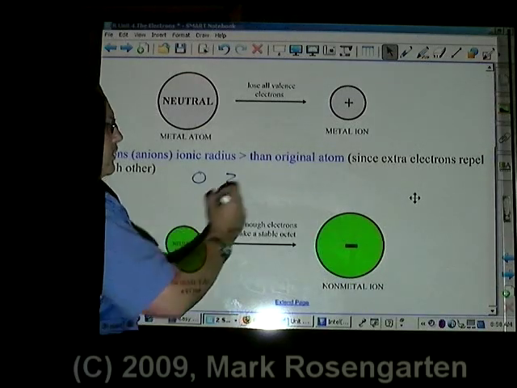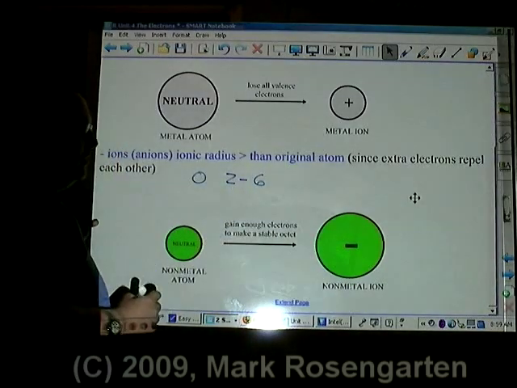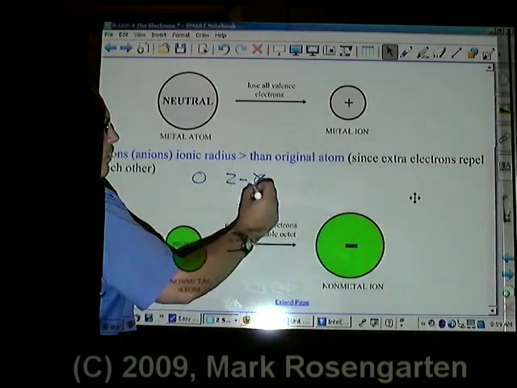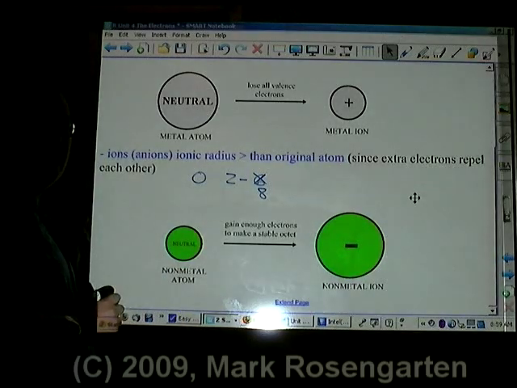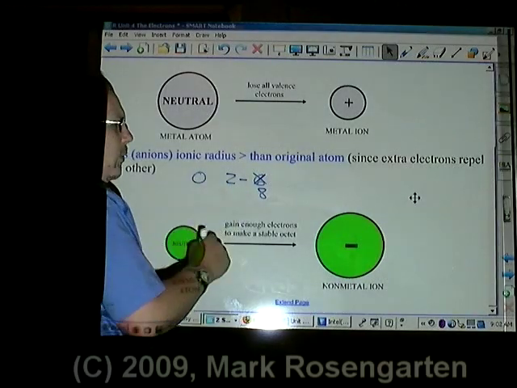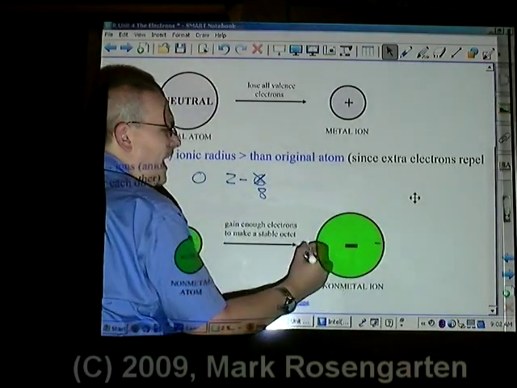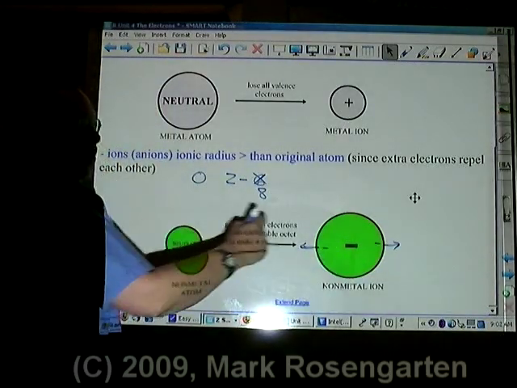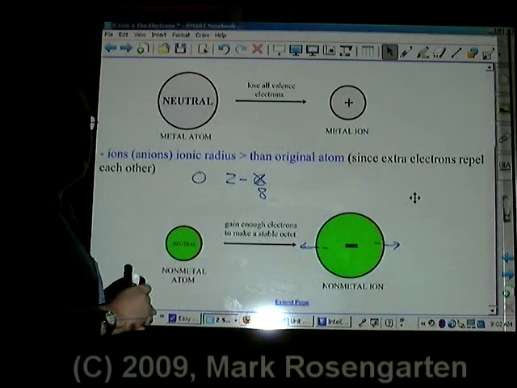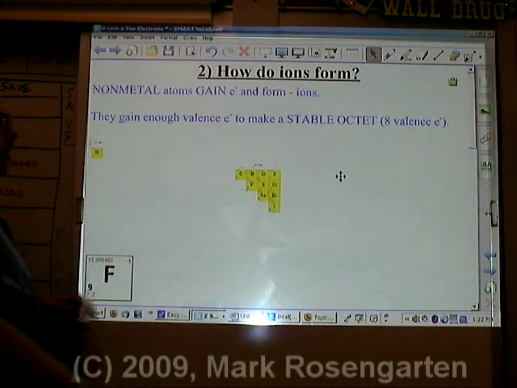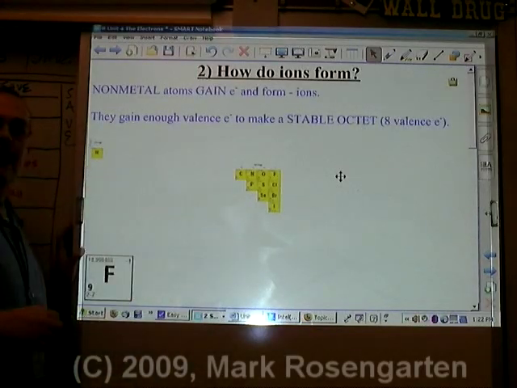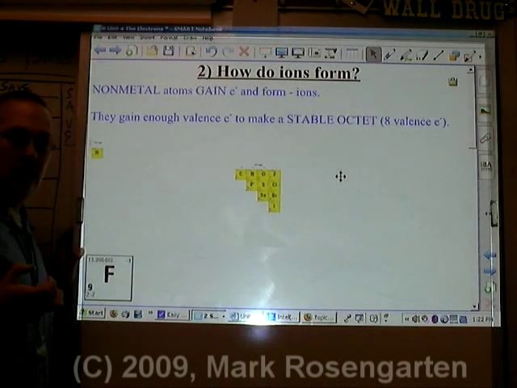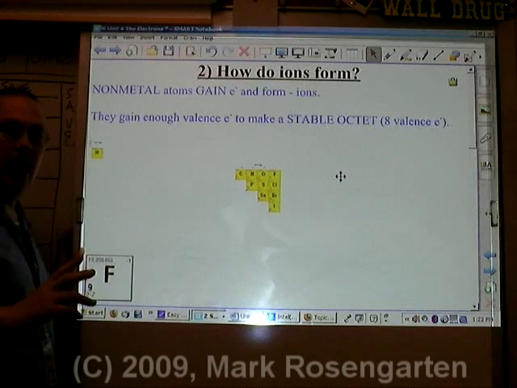For example, oxygen is 2-6. To form a stable octet, it has to gain 2 electrons. It's now 2-8. And these 2 extra electrons repel each other, making the nonmetal ion larger in radius than the original nonmetal atom was. Elements that are nonmetals have extremely high electronegativity. Therefore, they tend to gain electrons and form negative ions.